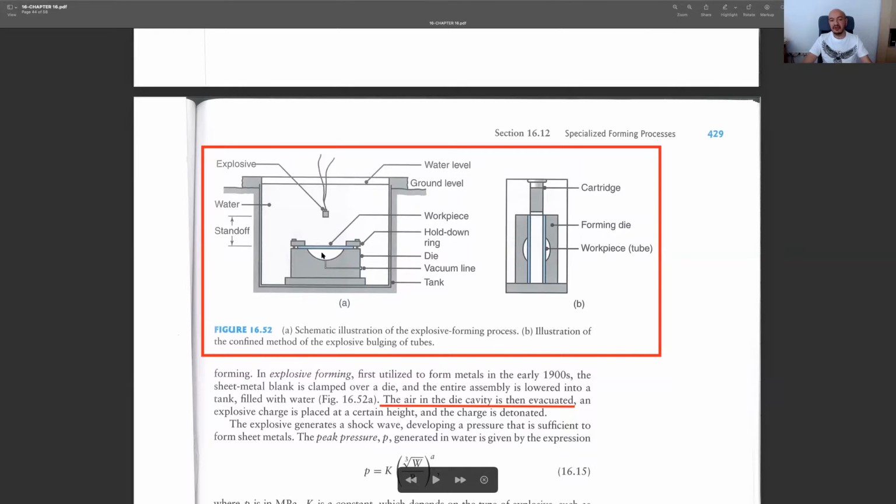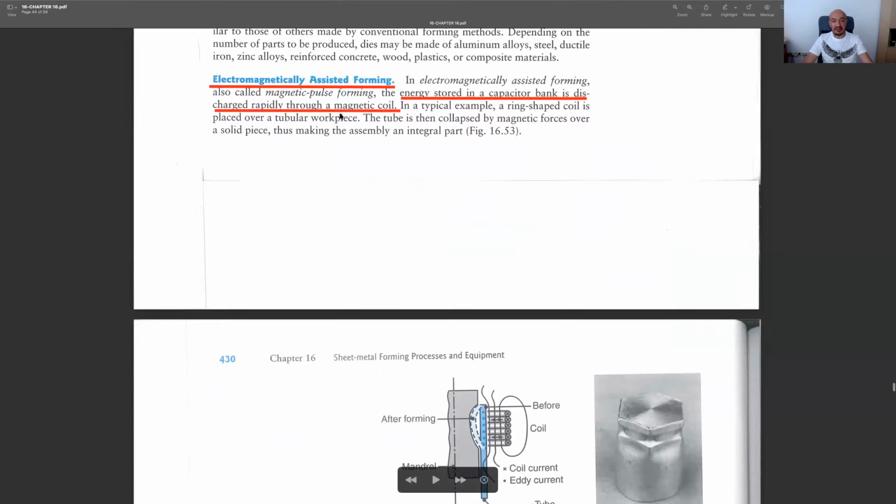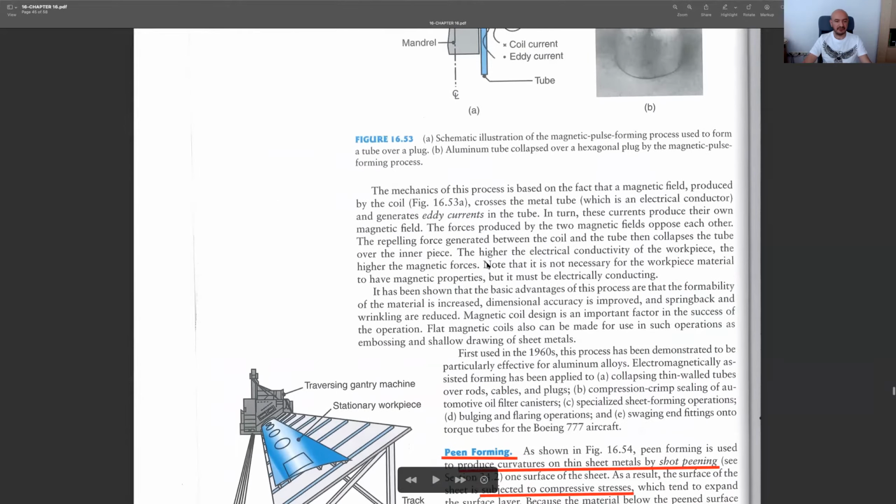Since if you do vacuuming here, then what will happen? We will have no air here, so the pressure is lower. So once you do the explosion, you can easily shape this sheet metal. Then we have electromagnetic forming. The idea is again the same. The only difference is that instead of explosives, we are using magnetic forces. You'll see this is an electromagnetic force. With the help of it, again, our sheet metal is bent or shaped.